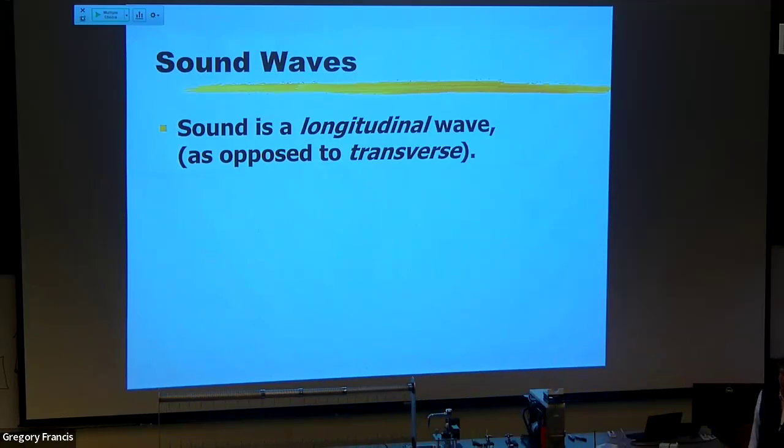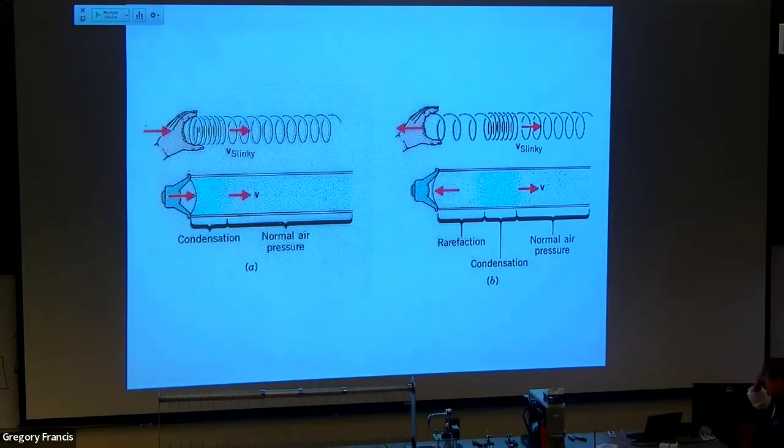We said that sound was a longitudinal wave. We can model that in much the same way we modeled a longitudinal pulse. A pulse was just one disturbance. A wave would be a collection of disturbances that were traveling down.